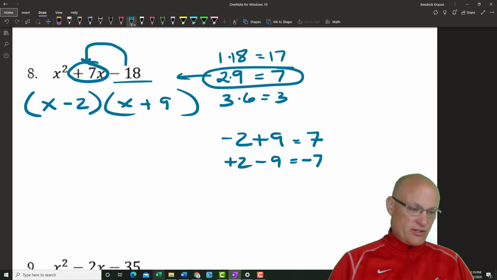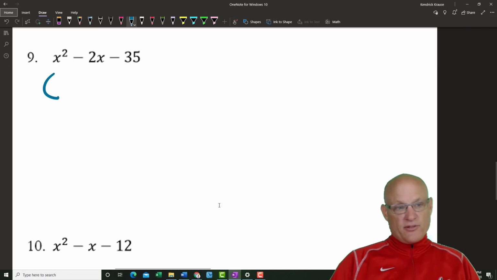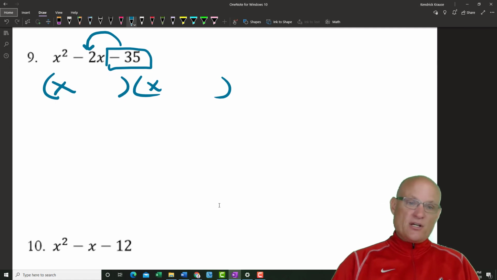I think we got 2 left, kiddos. So, 2 sets of parentheses, x and x. Because this is a minus, I want them to subtract to give me 2. It's actually negative 2. So 1 and 35, those don't subtract to give you 2. And then 5 and 7.